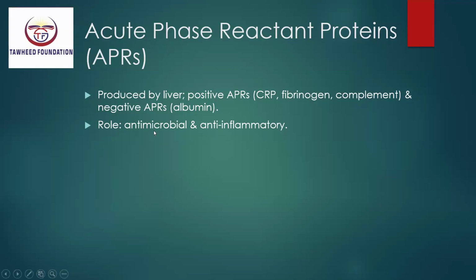Role of APRs. They have a wide range of activities that contribute to the host defense. APRs have various antimicrobial and anti-inflammatory activities, that is, complement factors. Metal binding proteins can chelate various metals such as iron, copper, etc., making them unavailable for the bacteria. So the main role is the antimicrobial and anti-inflammatory properties of APRs.